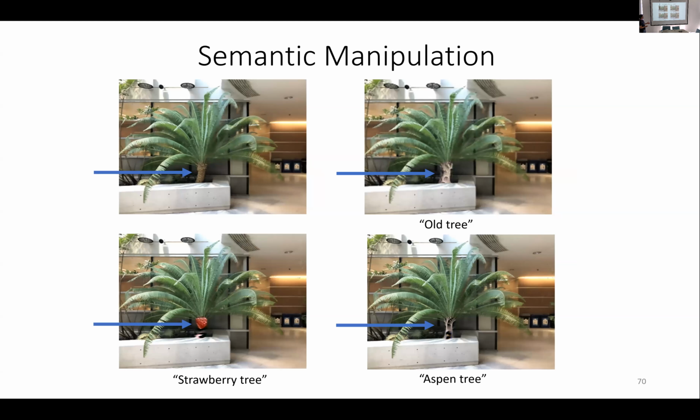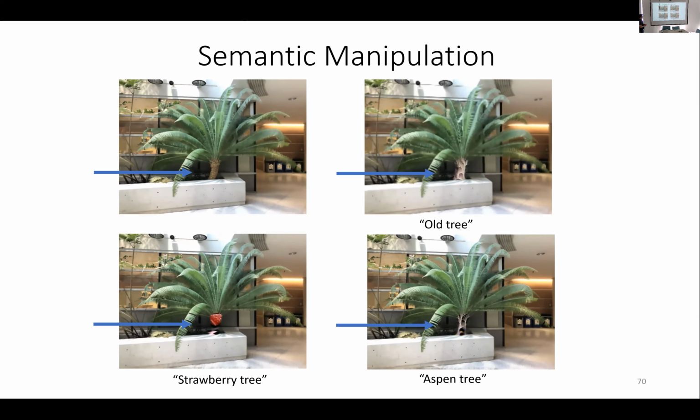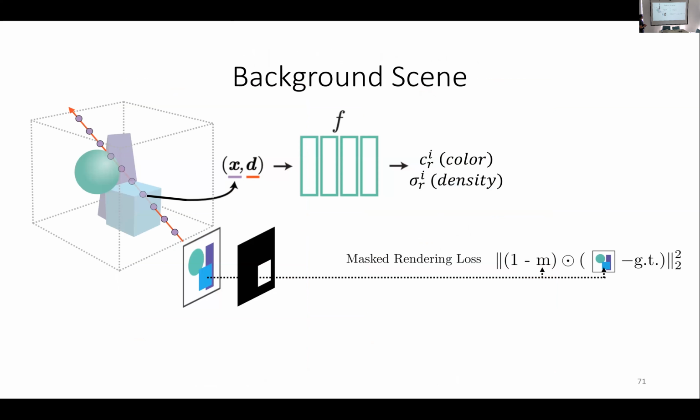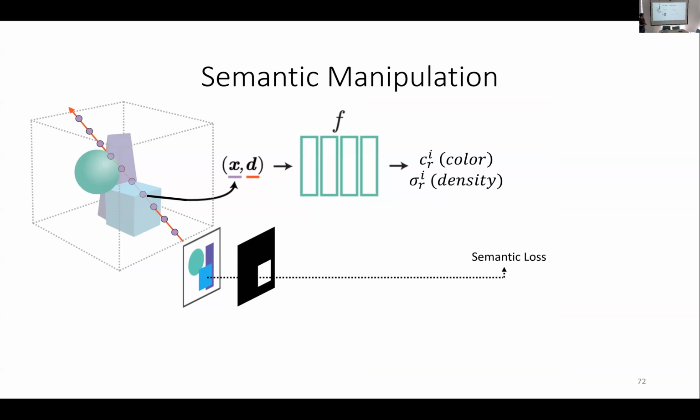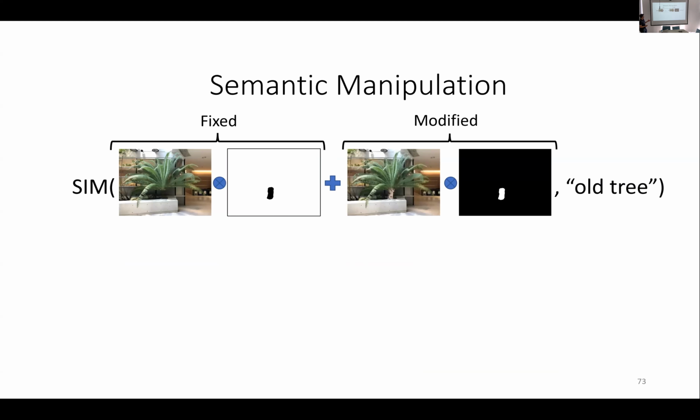What about semantic manipulation? Let's say you want to manipulate this volumetric trunk of the tree using different text prompts. We talked about the background scene and the mask rendering loss that we use for the background, but instead we can use a semantic loss here. More specifically, we want to render the background from a fixed volume, a volume that doesn't change. And for the modified volume, we want to render exactly the object that we want to manipulate.